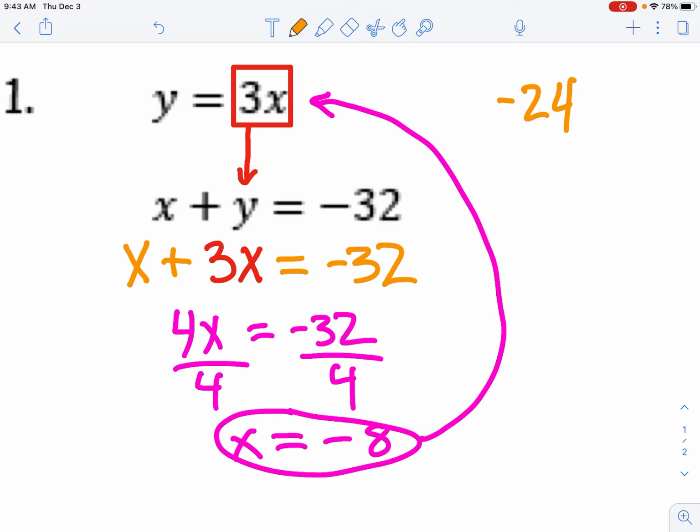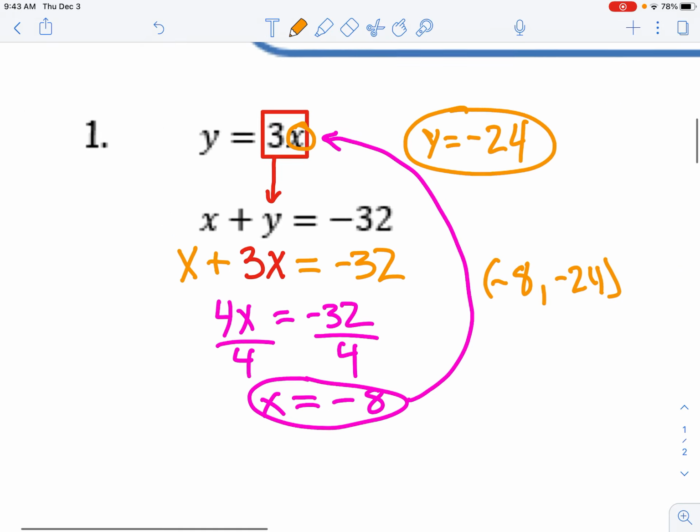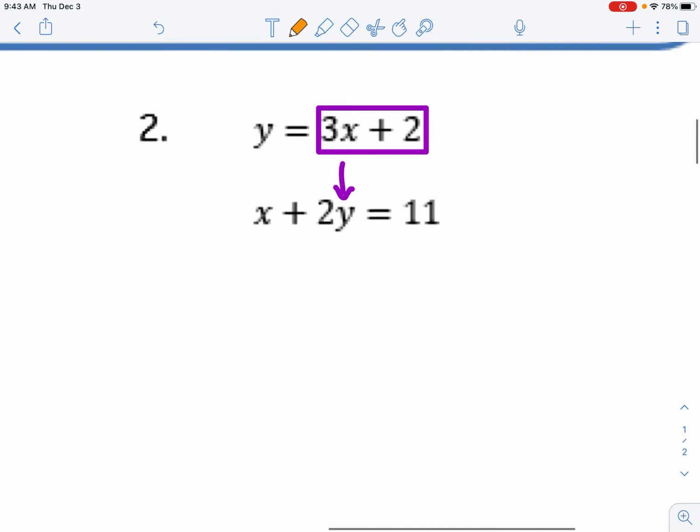So that would be what my y is equal to. Let me fix that. So I plugged it in for this x right here, 3 times negative 8, and then that would mean y is equal to negative 24. And I like to write all of my final answers as an ordered pair. So I would do my x first, so negative 8, and my y second, so negative 24. All right, and that is it. Let's go on to number 2.